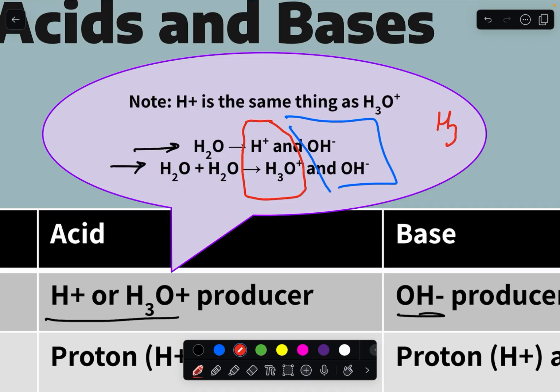H3O plus is called the hydronium ion. Okay. It is essentially the same as H plus. Okay, so you will see those used interchangeably. The only reason it's different is just based on how many waters you have dissociating together.